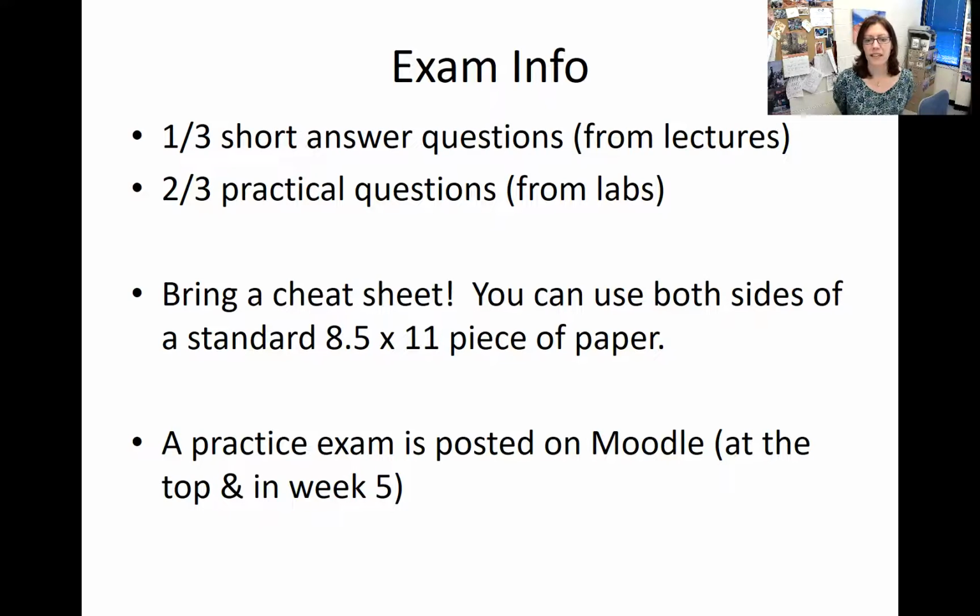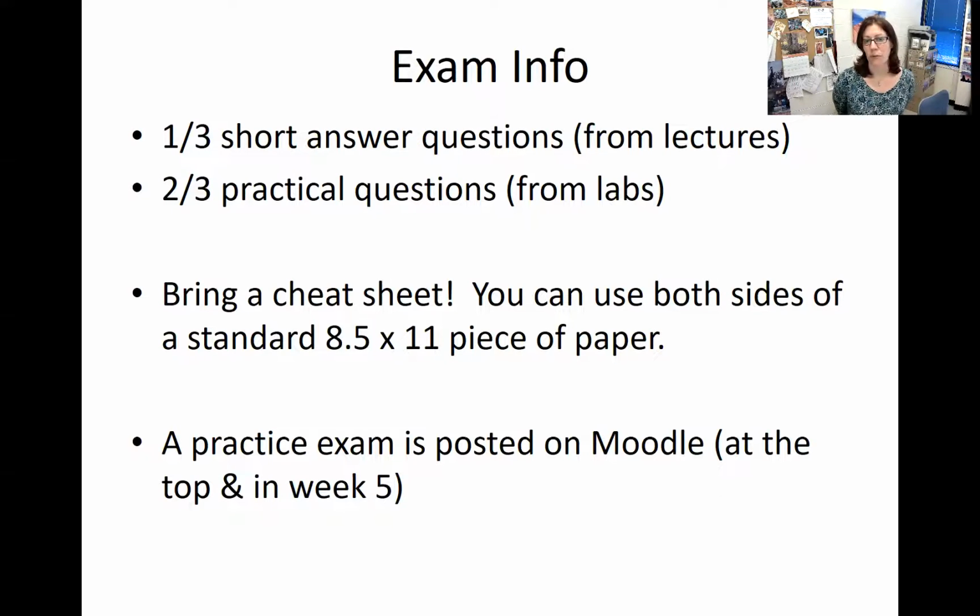There is a practice exam posted in Moodle. It should be both at the top of Moodle and also in week 5 in Moodle. It includes things that are generally similar to what you're going to see on the exam. It includes a lot more short answer questions than the number that you're actually going to see on the exam. But if you work through and make sure you've got the answers to the short answer questions in the practice exam on your cheat sheet, then you should have a pretty straightforward time answering the questions in the actual exam.